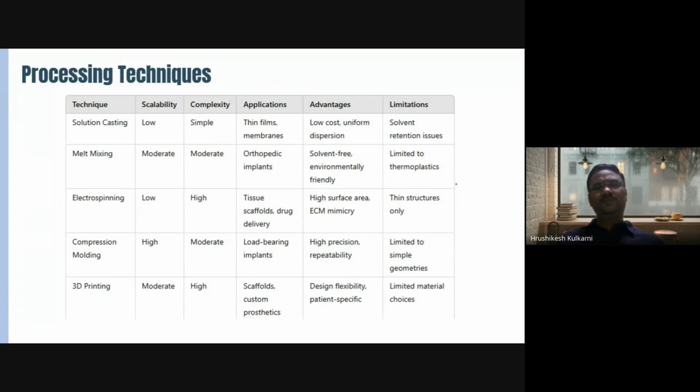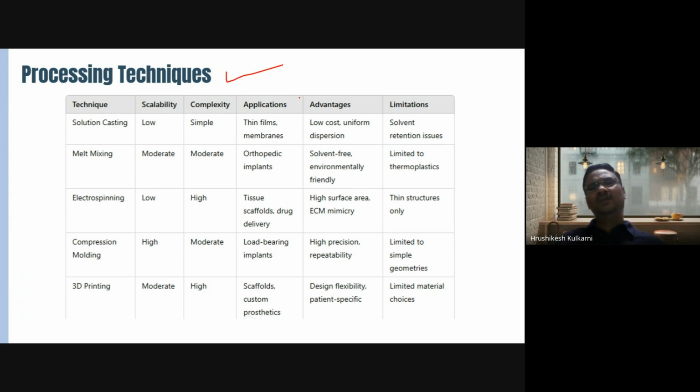Now, next will be the processing techniques. Up to now, we have covered what polymer nanocomposites are, what the different types of polymers available are, and what the different types of fillers available are. Now, next will be your processing techniques. Means you have finalized one polymer and selected one filler. The next question is how to manufacture these composites at research level or at mass production level.